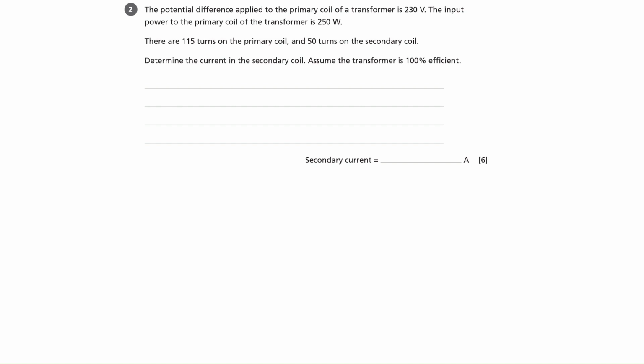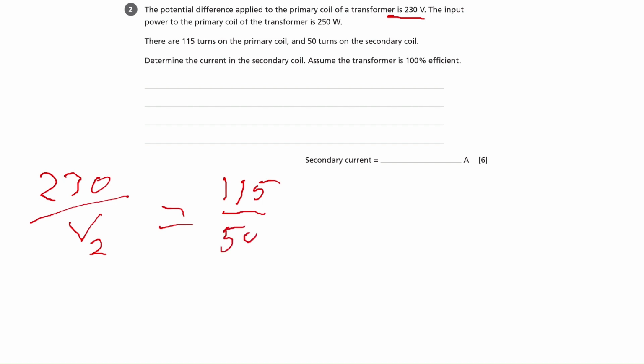Okay, so where do we start with a question like this? Because there's quite a lot of information there, isn't there? Well, what we're going to do is first put these values into an equation. So we're going to say 230, which is the potential difference of the primary coil, divided by the unknown potential difference of the secondary coil, which we'll call V2, equals the number of turns on the primary coil, 115, divided by the number of turns on the secondary coil, which is 50.